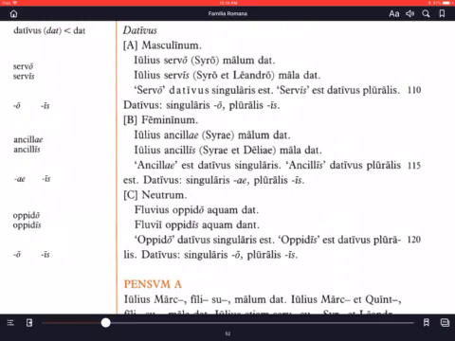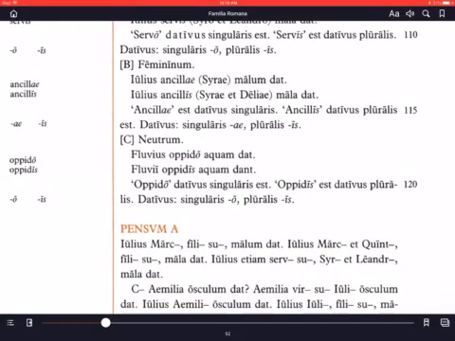All right, last set of examples. Neutrum, neuter. Fluvius oppido aquam dat. The river gives water to the town. Okay, oppido, to the town, dative. Fluvii oppidis aquam dant. The rivers give water to the towns. Okay, oppidis plural. Oppido dativus singularis est, dative singular. Oppidis dativus pluralis, dative plural.